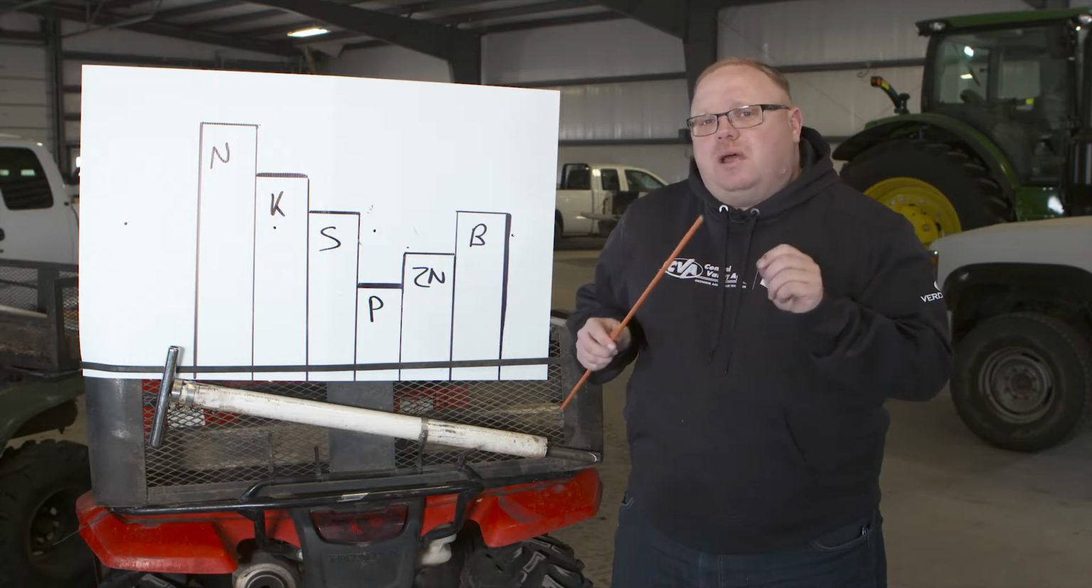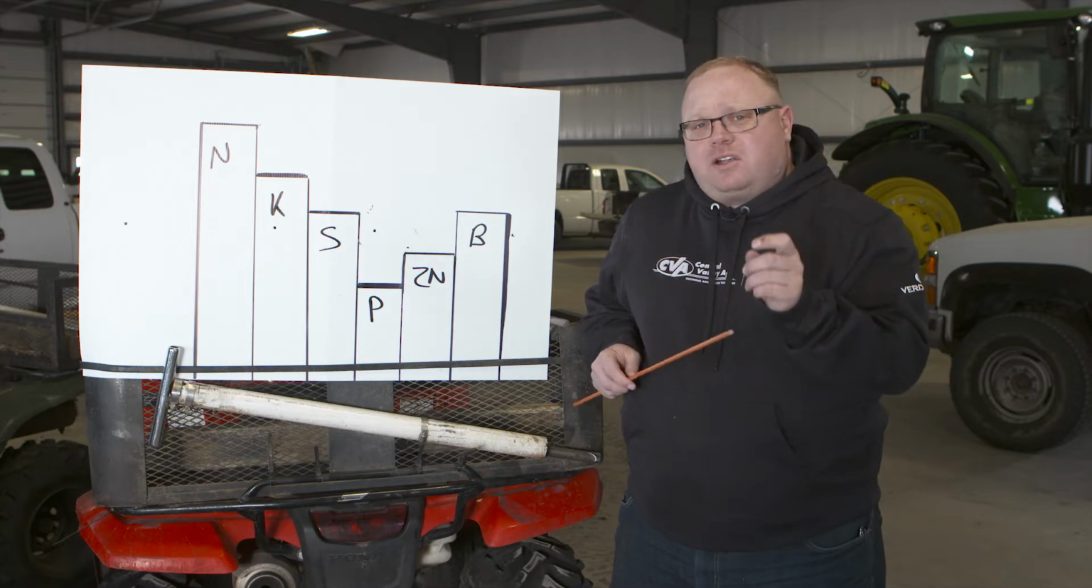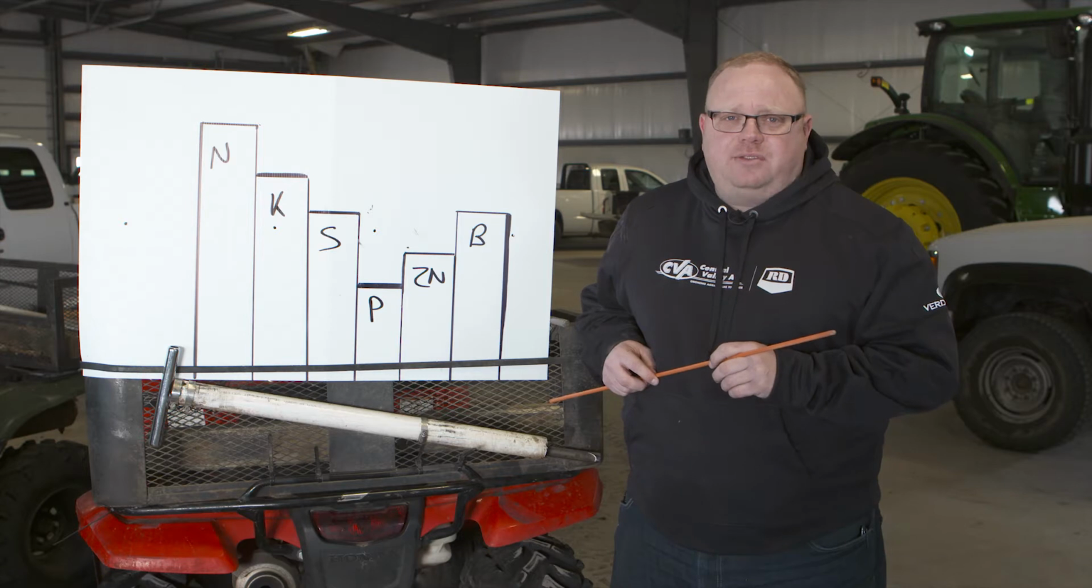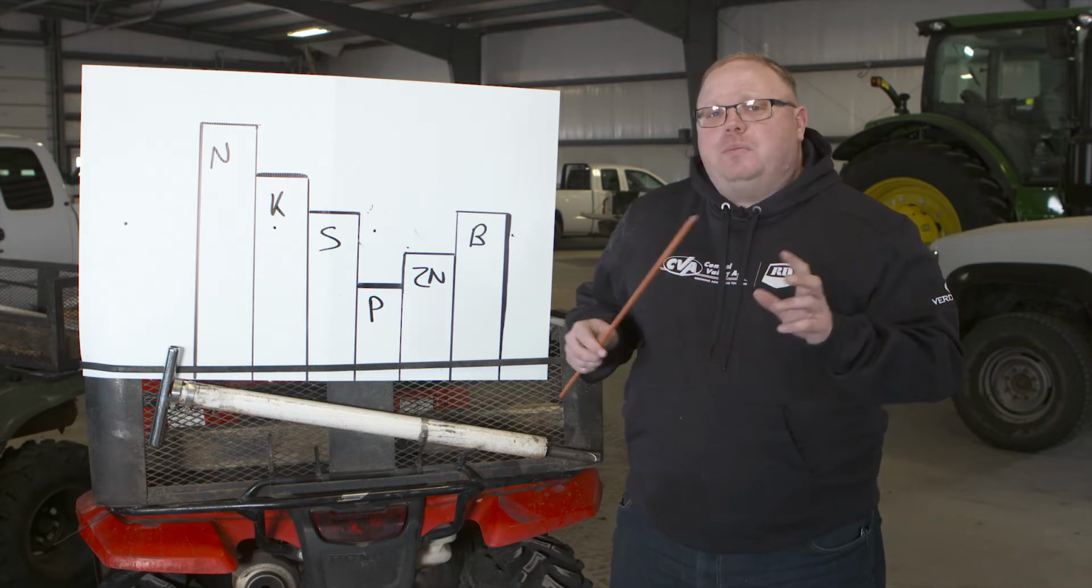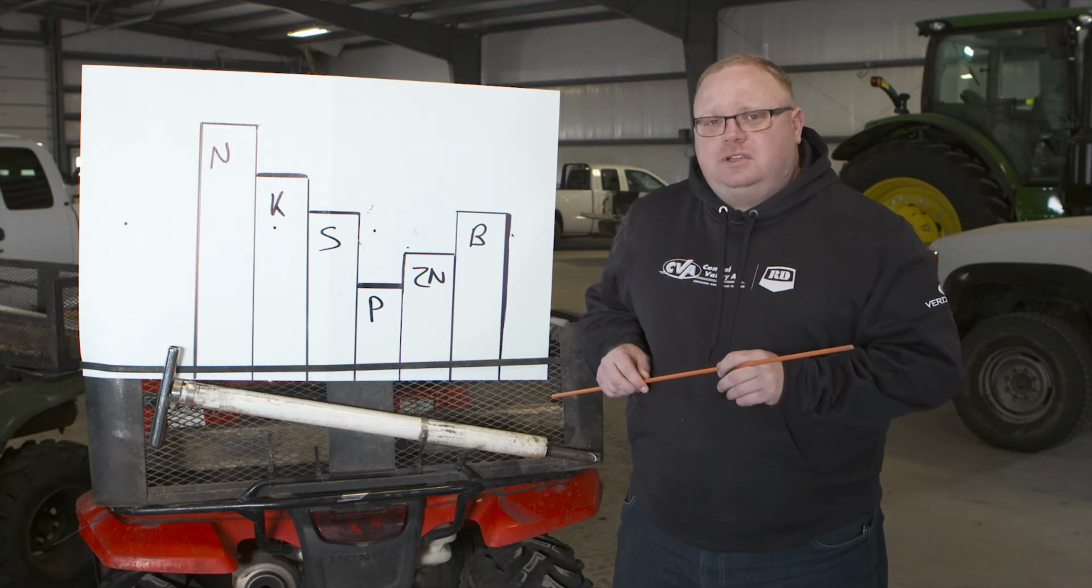Those 2 laws are going to help us get to where we want to go. They're going to help you in your profitability. They're going to help you in your yield potential. And it's going to help us in sustainability down the road. Because a lot of times we might be over-applying a nutrient because of constraint somewhere else.